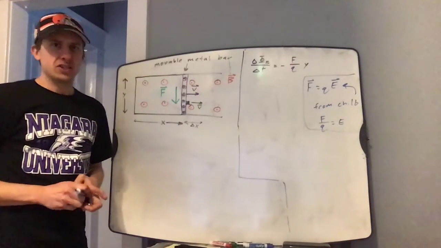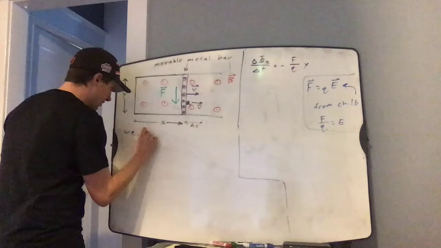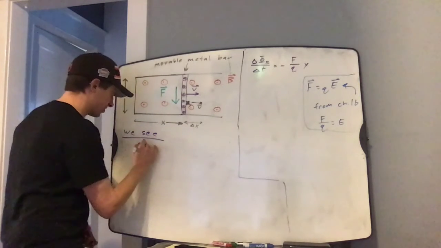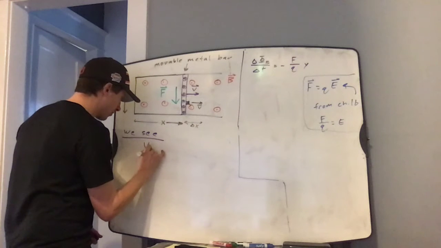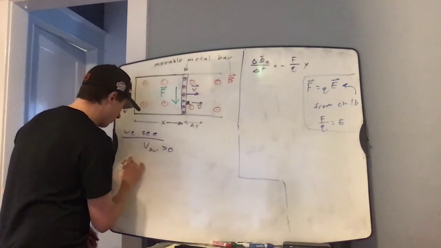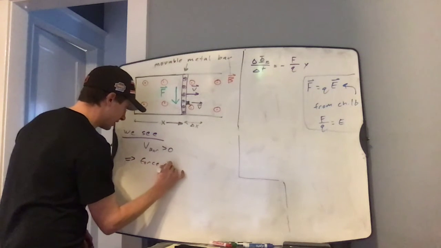So what have we done to this point? We said that what we see is the speed of the bar is some number bigger than 0. So v bar is some number bigger than 0, and that implies that the force on the charges is magnetic.